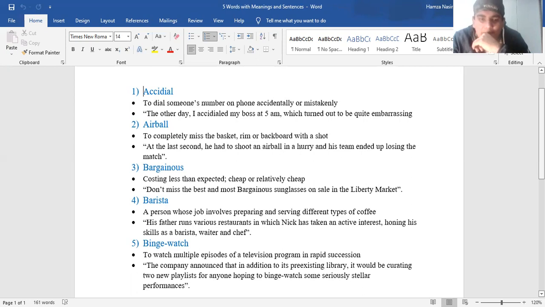So at the last second, he had to shoot an air ball in a hurry, and his team ended up losing the match. Okay, so that's the meaning of air ball.